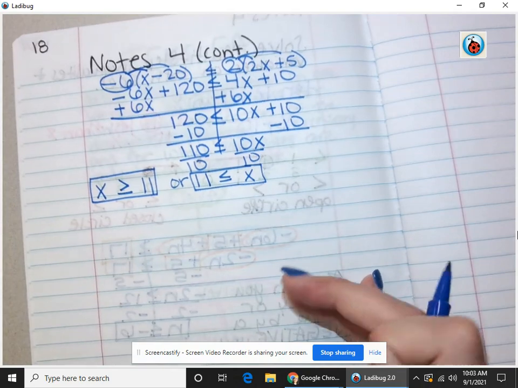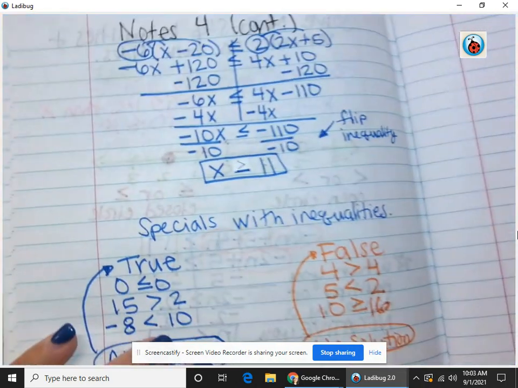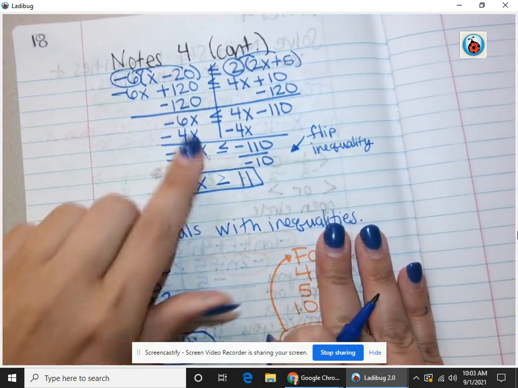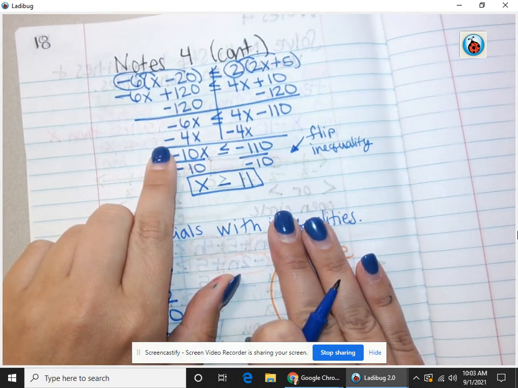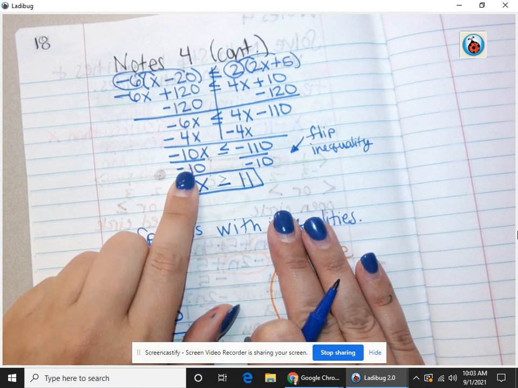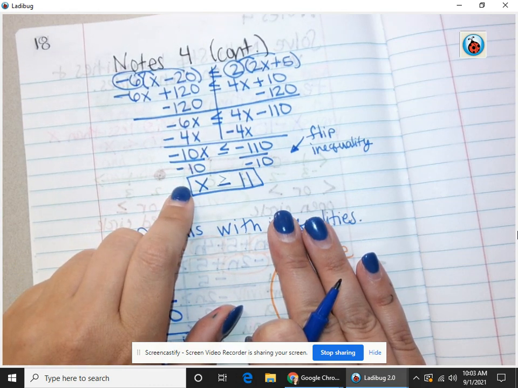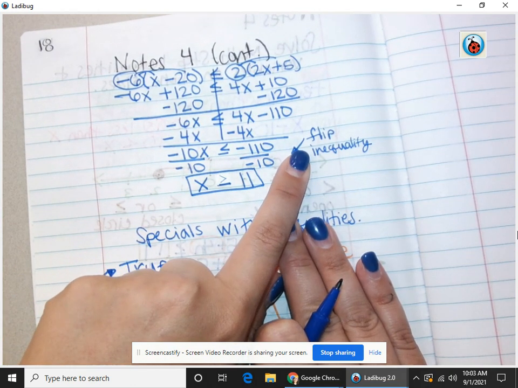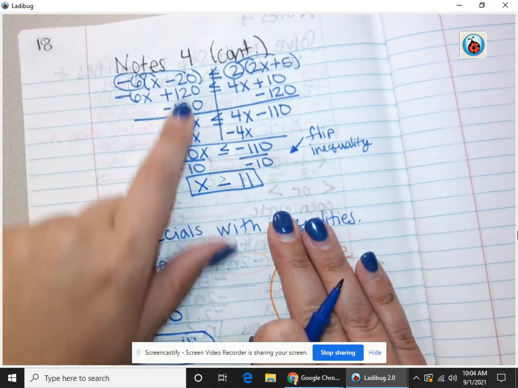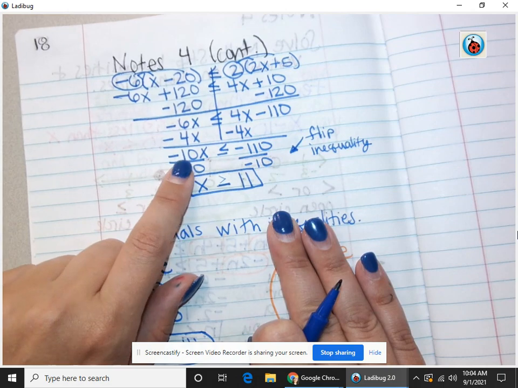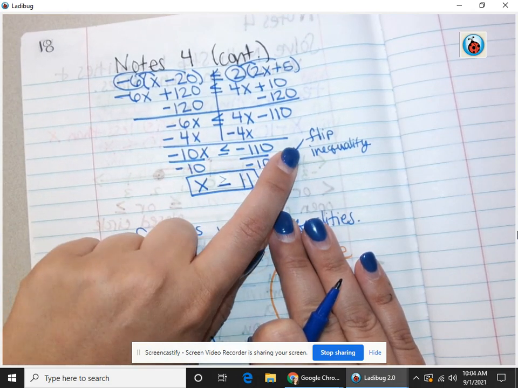Now, this is what we did first period. So we moved our 4x to the left side, which is perfectly fine, but we ended up with a negative number. And so we had to make sure to flip our inequality, okay? So just make sure that if you had moved your 4 to the other side, that when you divide by negative 10, you flip your inequality.